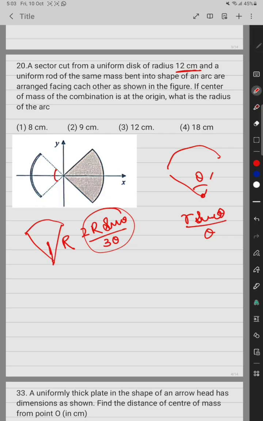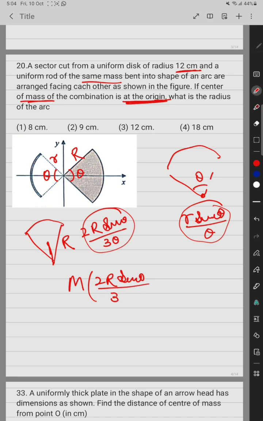In this situation, both the angles will be the same. Angle of both is the same. Suppose the radius of this sector is a capital R and the radius of this arc is a small r. And the condition given is that their center of mass should be at the origin. It means the center of mass of the arc is at a distance, suppose, r sin theta by theta. The mass of both is the same. It means m into 2R sin theta by 3 theta is equal to m into small r sin theta by theta.